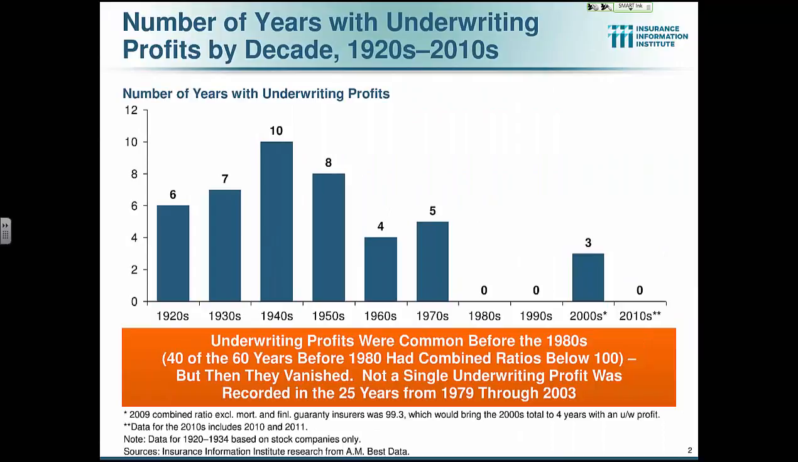Then we look at the number of years with underwriting profits by decade. Underwriting profits were common before the 1980s. 40 of the 60 years before 1980 had combined ratios below 100%, which means that the insurance company actually made money on underwriting. But those vanished. Not a single underwriting profit was recorded in the 25 years from 1979 through 2003.